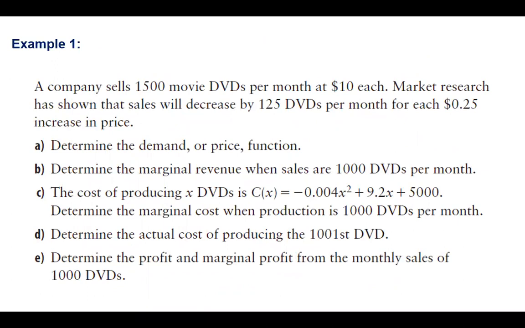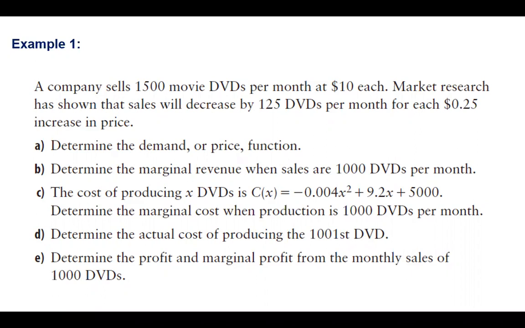So consider this question. A company sells 1,500 movie DVDs per month at $10 each. Market research has shown that sales will decrease by 125 DVDs per month for each $0.25 increase in price. So there are 5 questions. A, determine the demand or price function.